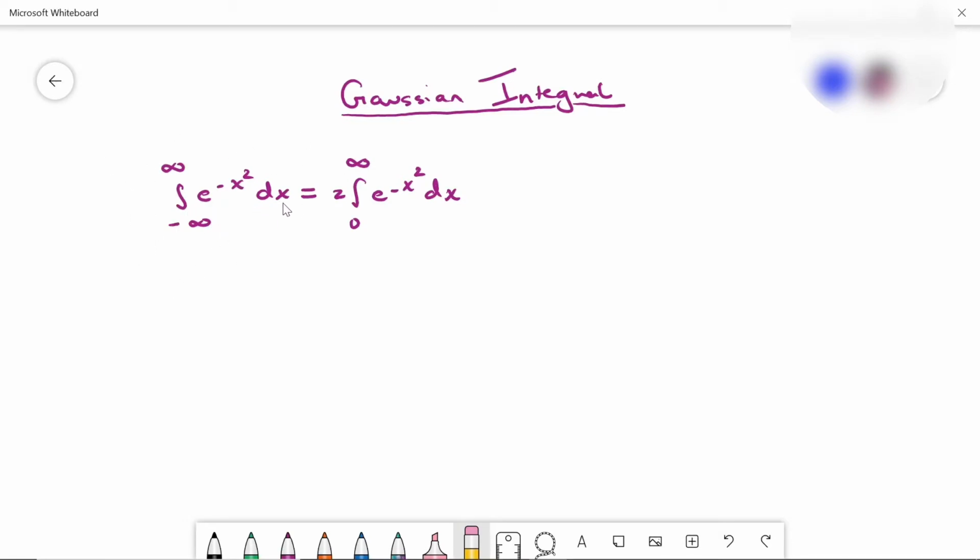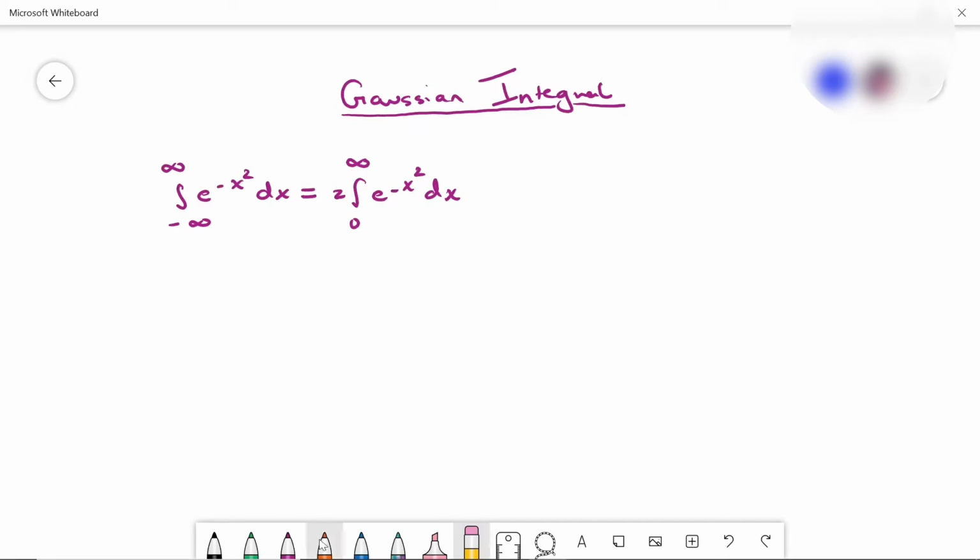Alright, so this is the Gaussian integral right here. And because e to the minus x squared is an even function, we can say that this is equal to 2 lots of the integral from 0 to infinity of e to the minus x squared dx.